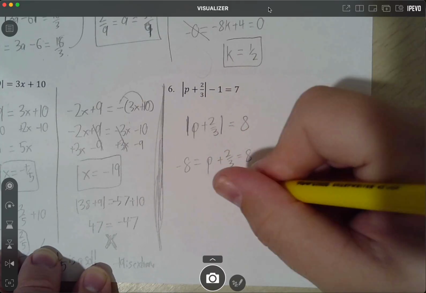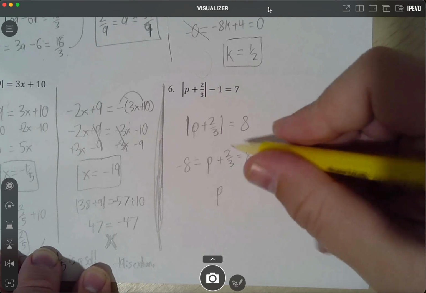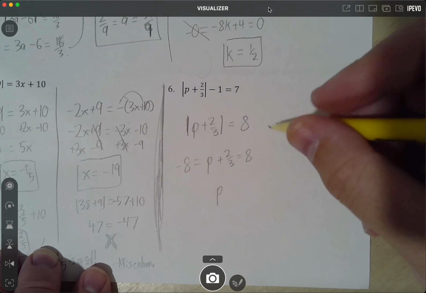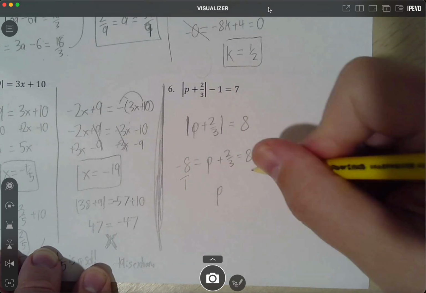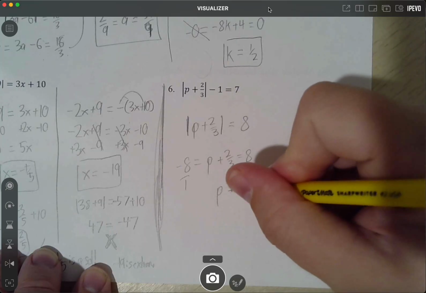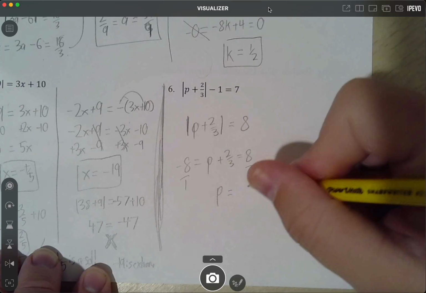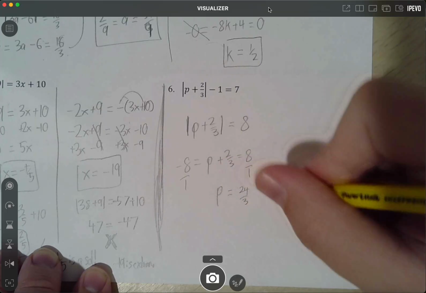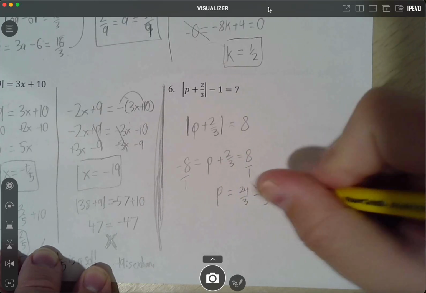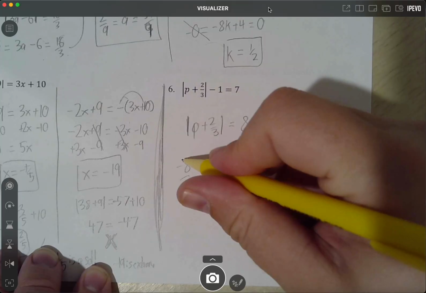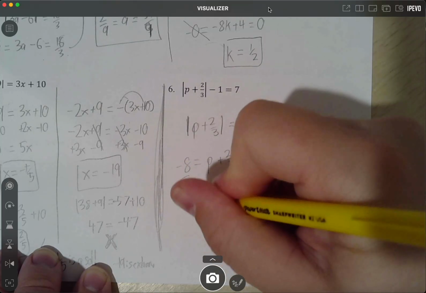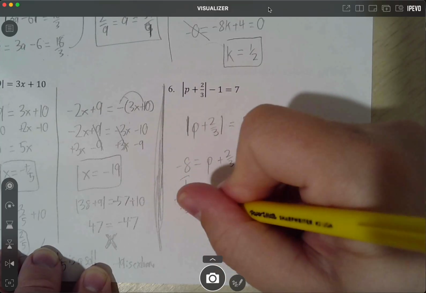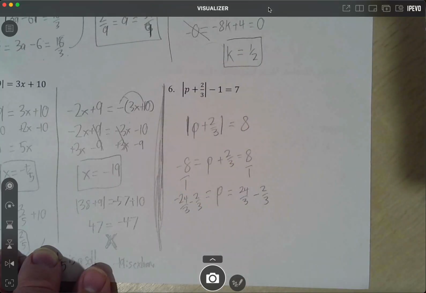And if we subtract 2/3, let's see here. Well, I think this is a good time to practice our common denominators. So if I had this over thirds, that would be 24 over 3. And I would need to subtract the 2/3, because it was added. Over here, this would be negative 24 over 3. And again, I'm subtracting the 2/3.